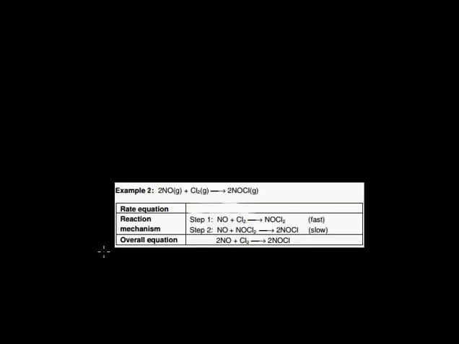Now let's give another example. So we know that there are two steps here. NO plus Cl2 becomes NOCl2, and this is a fast step. So I'll represent it with a very wide tap. It allows the reaction to go very fast, allows a lot of water to flow out really fast, right? So this is NO and Cl2, and it flows out NOCl2.